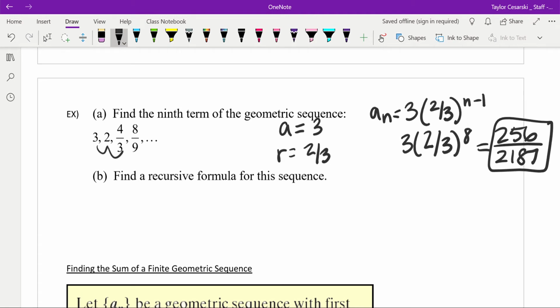Okay, so the recursive formula for the sequence, so we're always going to list the first term. So a sub 1 equals 3, and then a sub n equals 2/3 times a sub n minus 1, sorry.